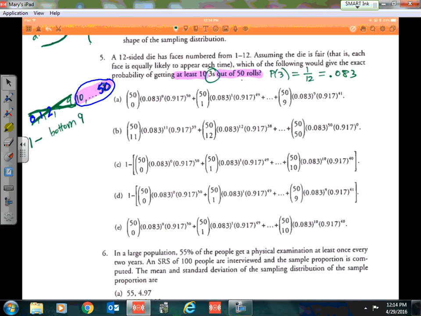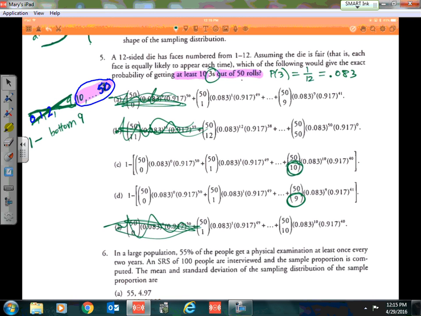Okay? So let's take a look at our answer choices over here. This one says 1 to 9, that's not it. This one says 11 to 50. This one says 0 to 10, that one's not it. So it's C or D. What is the difference between C and D?